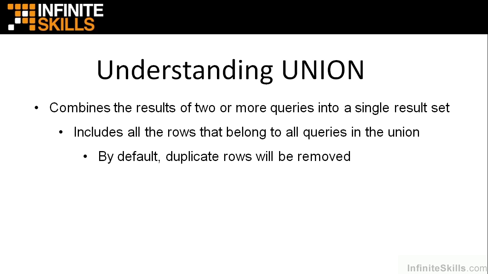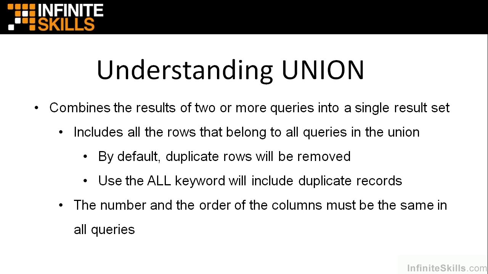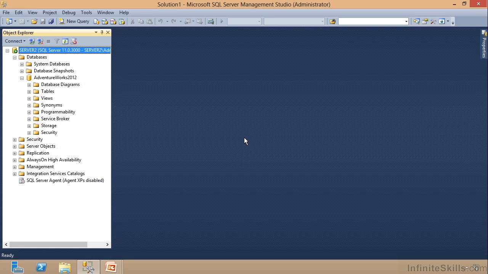Now, by default, duplicate rows are removed. So this is the same as a SELECT DISTINCT by default. You can use the ALL keyword to include duplicate records, and I'll demonstrate that for you in just a minute. And by the way, the demo code that you see, you can find in your working files folder, conveniently named Understanding Union Examples. Now, the number and order of the columns must be the same in all the queries, and once again, the best way to understand union is just to see it happen.